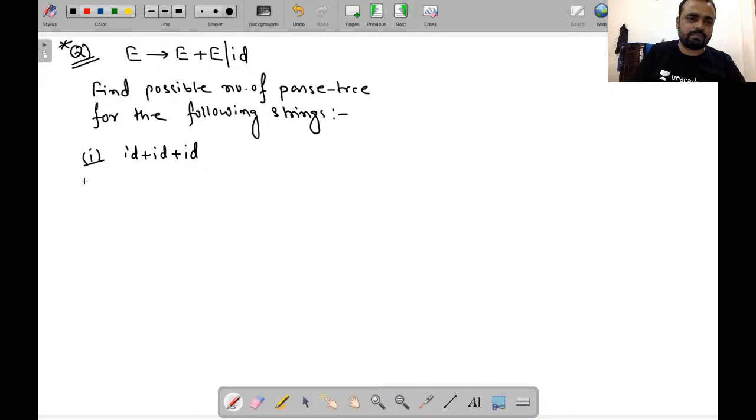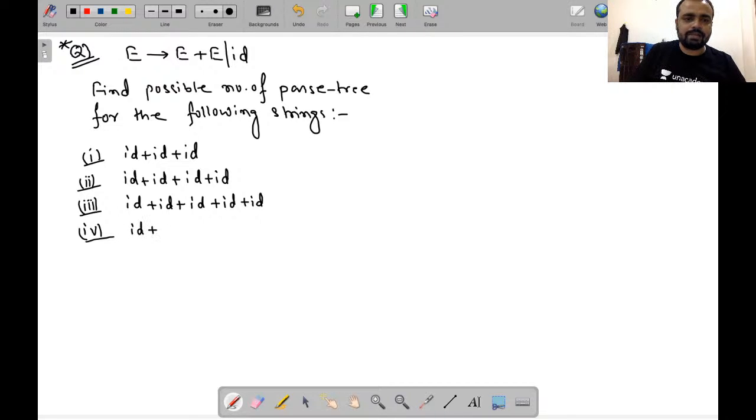This is a very simple problem. But whenever I increase the count of ID, it will become difficult. ID plus ID and again plus ID, there are 4 IDs. Again increase the count of ID: ID plus ID plus ID plus ID plus ID. Again increase the count of ID: ID plus ID plus ID plus ID plus ID plus ID.